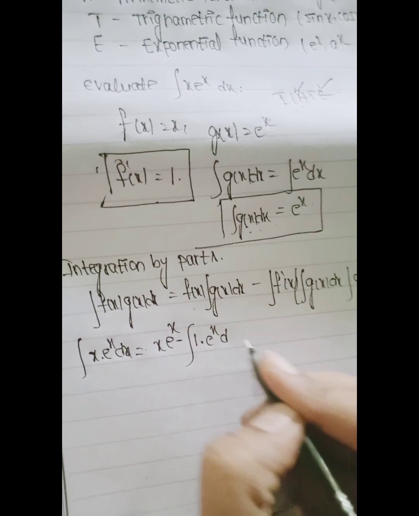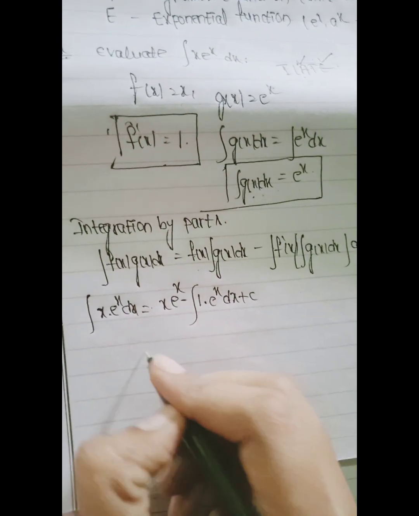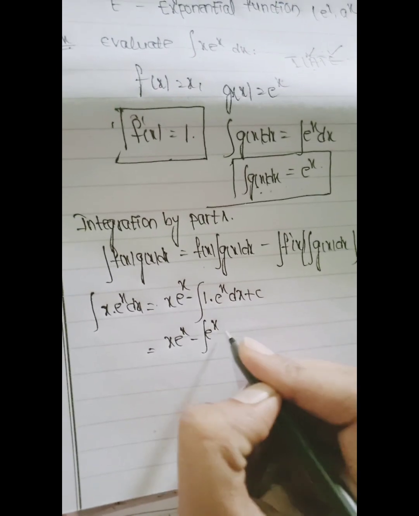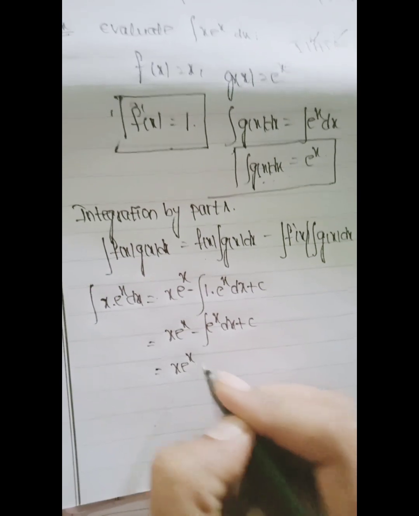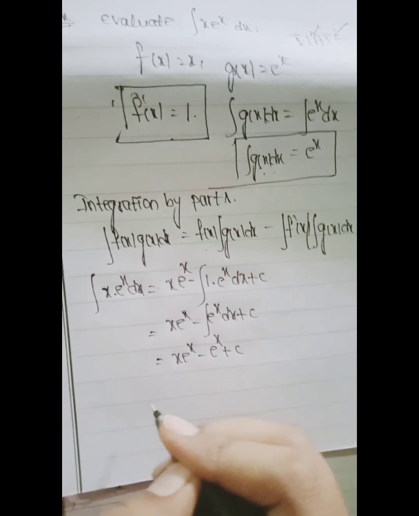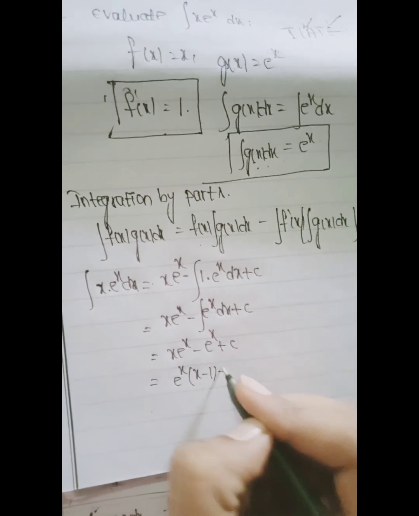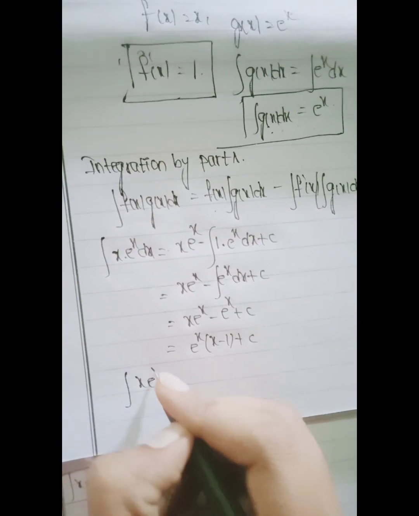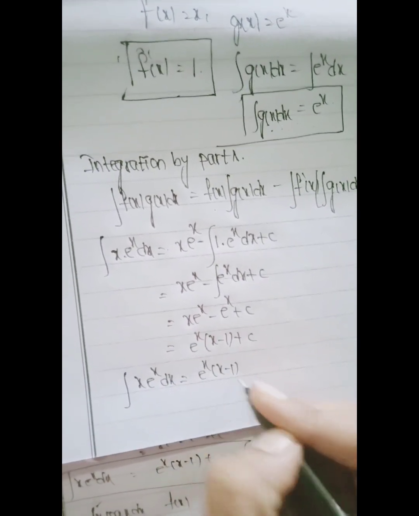So x into e power x minus integral e power x dx, which is e power x, plus c. Taking e power x common, we get x minus 1, plus c. This is the answer: integral x into e power x dx is equal to e power x into x minus 1 plus c.